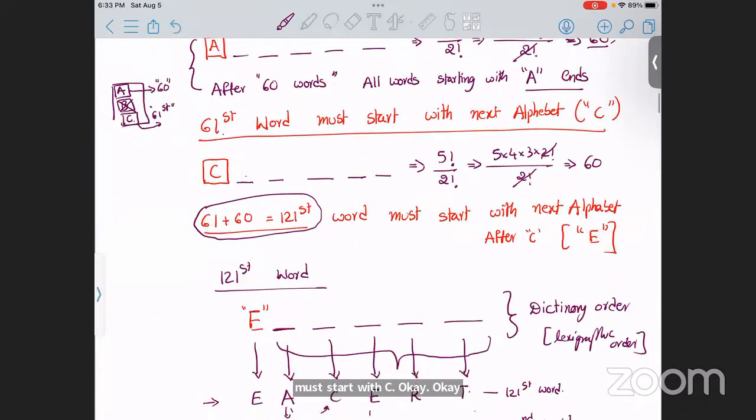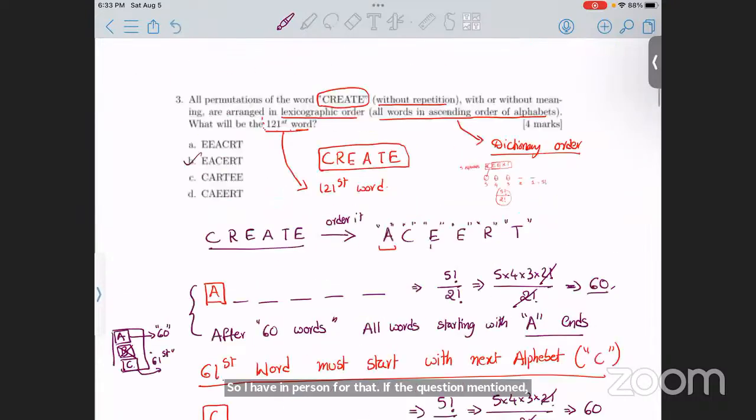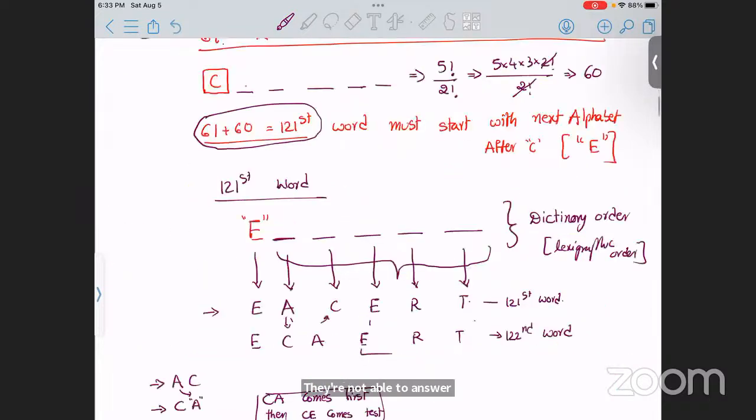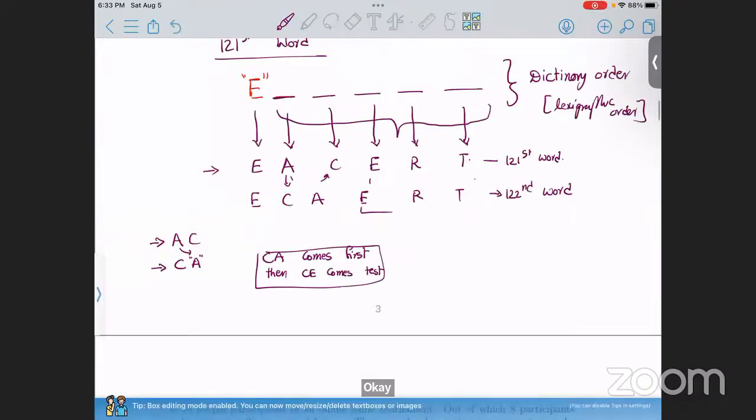Sir, I have a question. If the letters are not mentioned in the dictionary, then what will be the answer? Then you can't find it, because there are many possibilities. Okay.